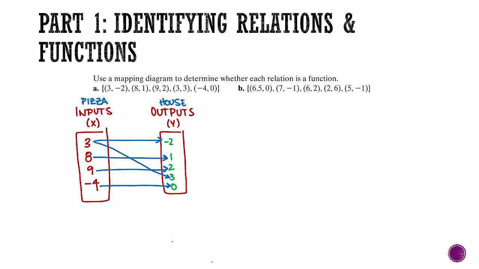Is this a function? Does this work? And the one that we really want to concentrate on is this right here. So if we think about this, this is one pizza trying to go to 2 different houses. It's trying to go to that house and that house. So that physically can't happen. One pizza can't be split up. So this is not a function.